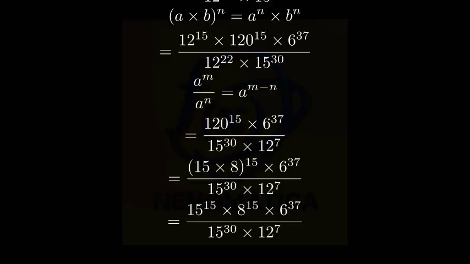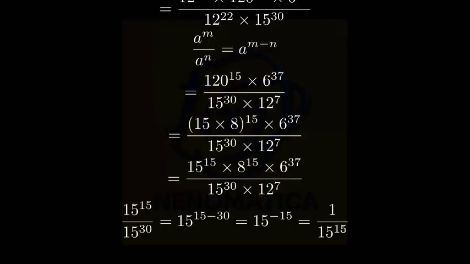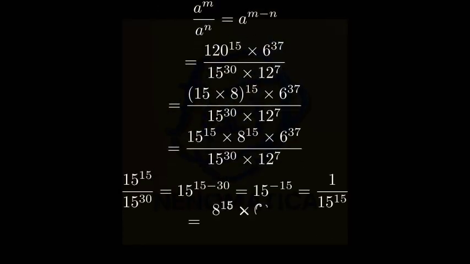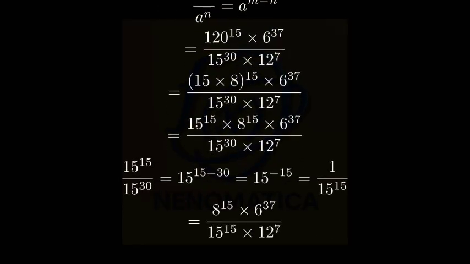Now, we have 15 to the power of 15 in the numerator and 15 to the power of 30 in the denominator. Using the same rule as before, this simplifies to 15 to the power of 15 minus 30, which is 15 to the power of negative 15. That's equivalent to 1 over 15 to the power of 15. So our expression becomes 8 to the power of 15 times 6 to the power of 37, all over 15 to the power of 15 times 12 to the power of 7.